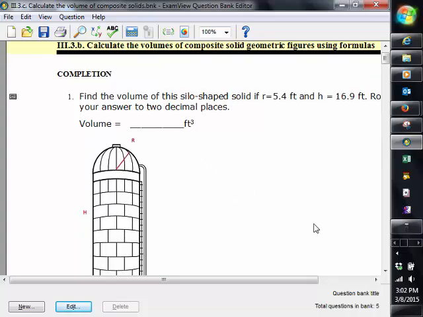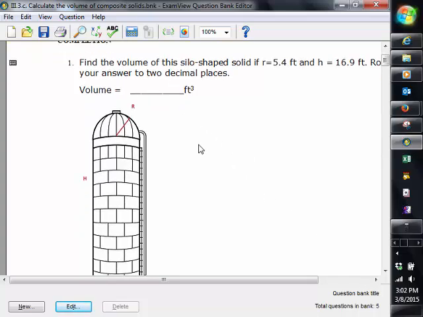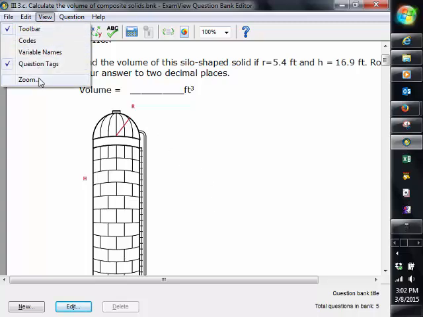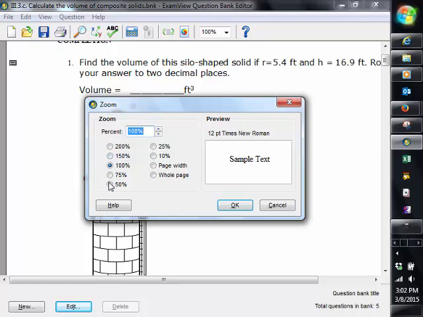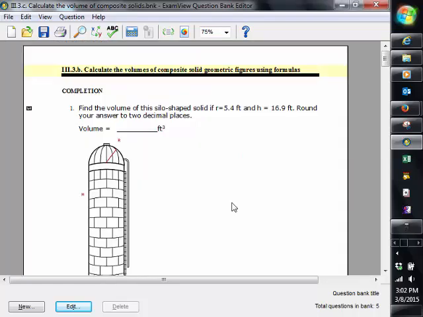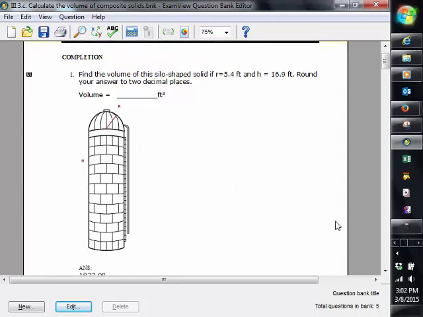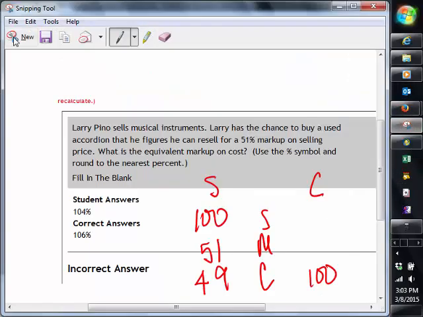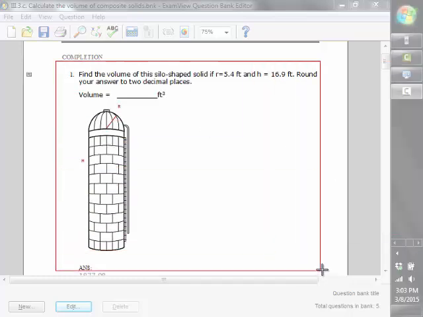Alright, let's look here at this first one. Let's see if I can make this smaller a little bit. Will that work? There we go. Okay, so we're looking for the volume of this silo. Let's see how we would calculate that volume.